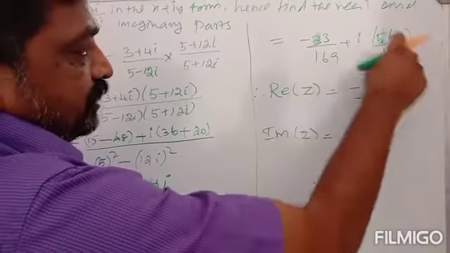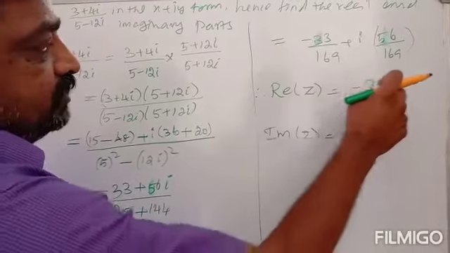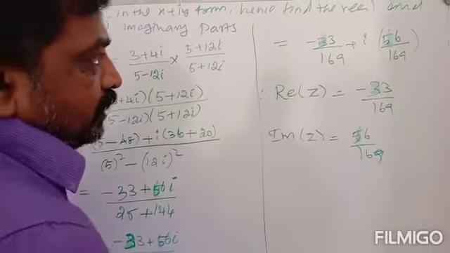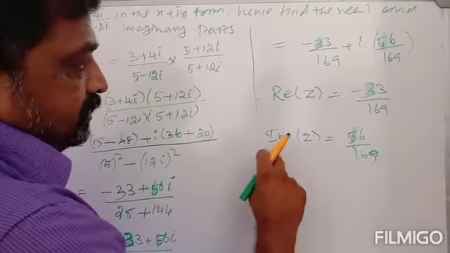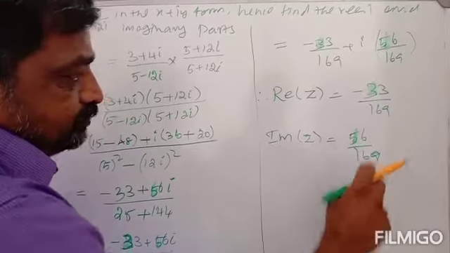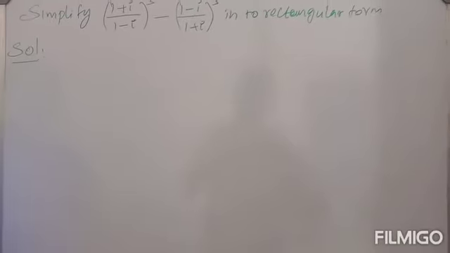This is in the x plus iy form. The real part of z is equal to minus 33 by 169. Imaginary part of z is equal to 56 by 169.